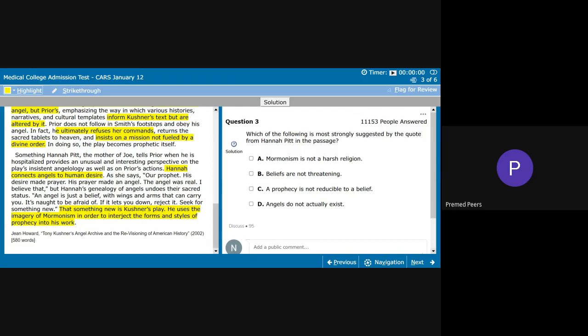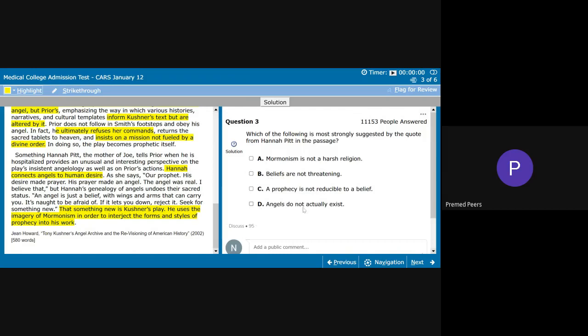Again, this is something that she sort of says, our prophet has desired made prayer, prayer made an angel, etc., and then angel is just a belief. So there's sort of a link there which would almost contradict this, but again, when you find yourself having to really think and puzzle together different pieces, it's probably a sign that you're trying too hard to make something work. And that sort of overthinking, at least for me, oftentimes would lead me to the incorrect answer. So just again, one of those things where you can tentatively cross that out. B is still a better answer.